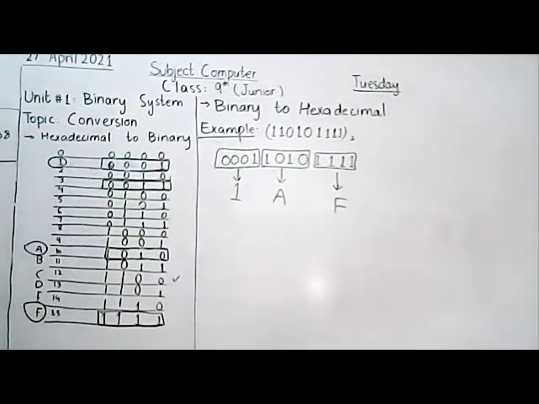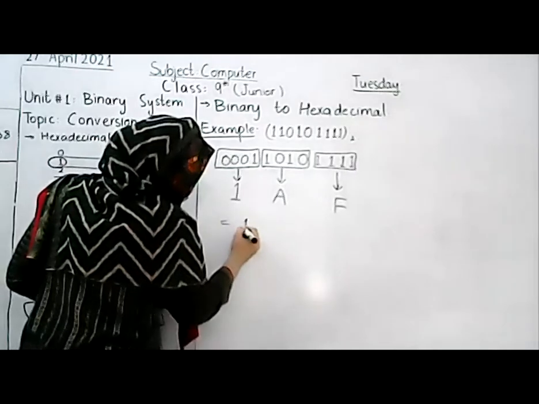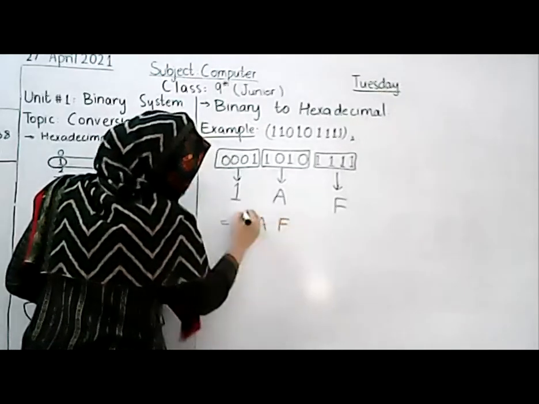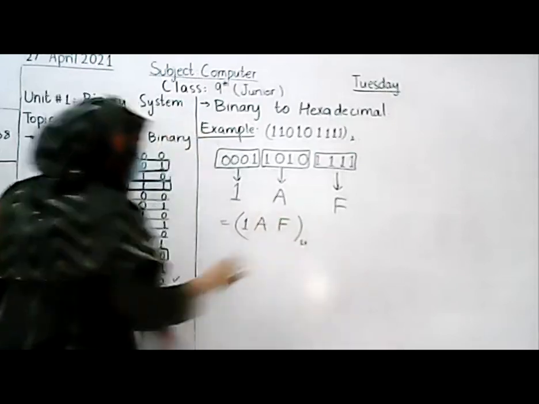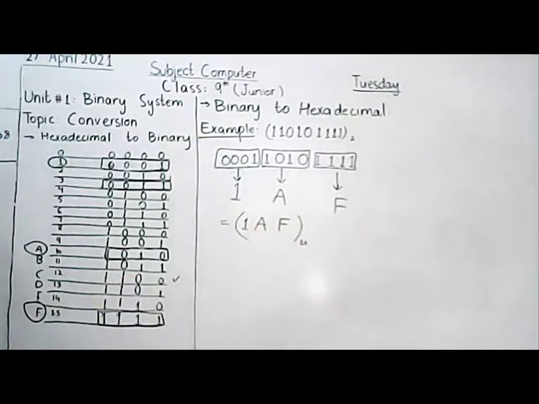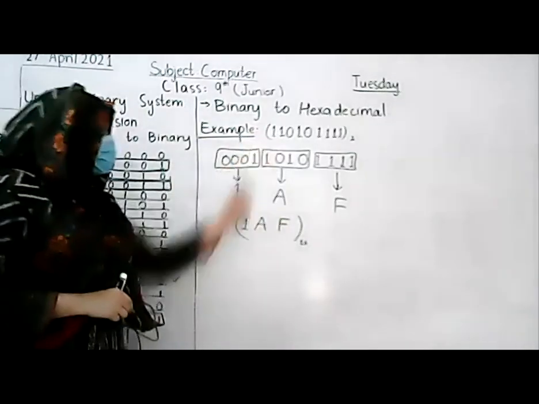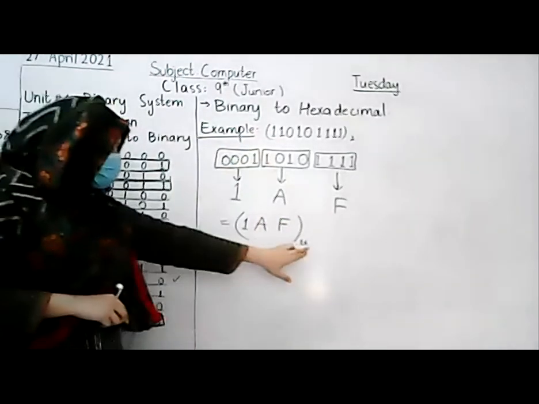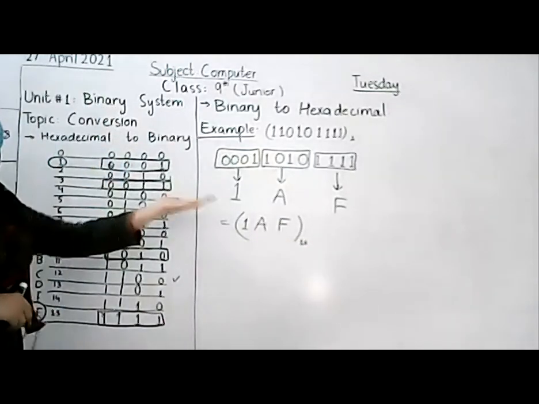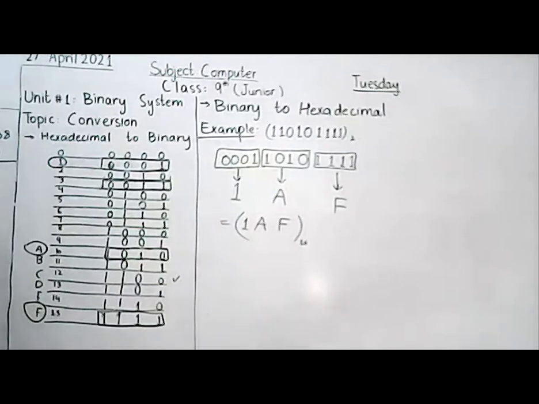Okay. Now it's time to write the answer. What will be the answer now? The answer will be 1AF, and the power will be 16. So in this way, you can convert any number which is in the binary system into the hexadecimal system. In this way, you can do it with the help of this table.